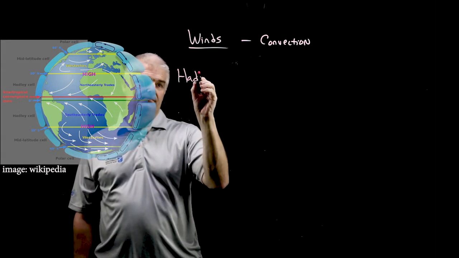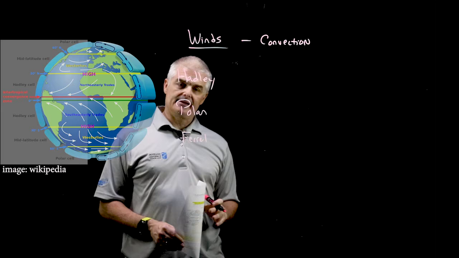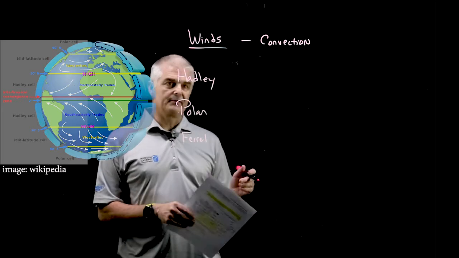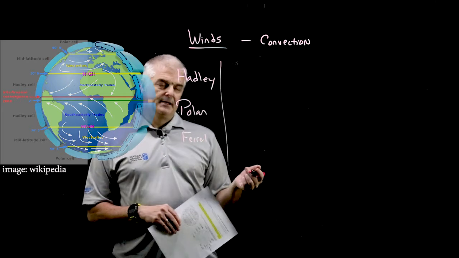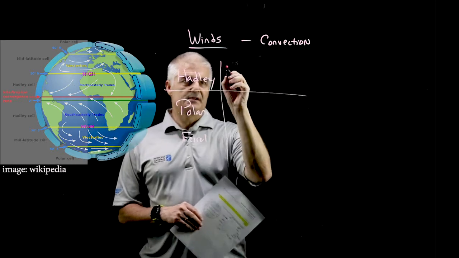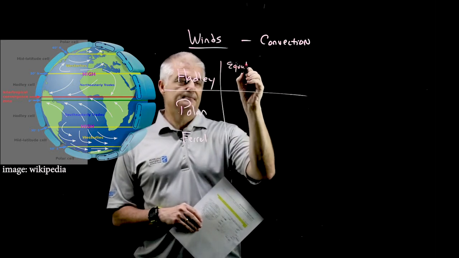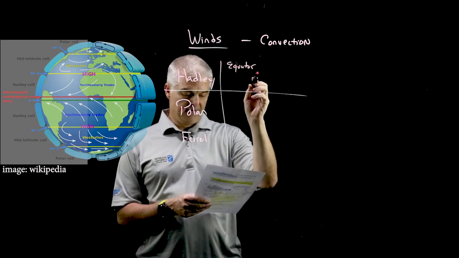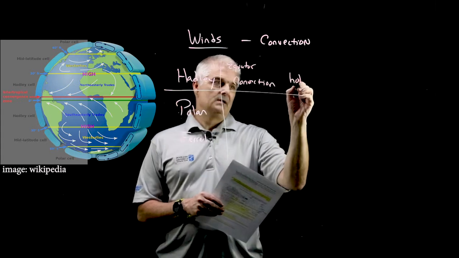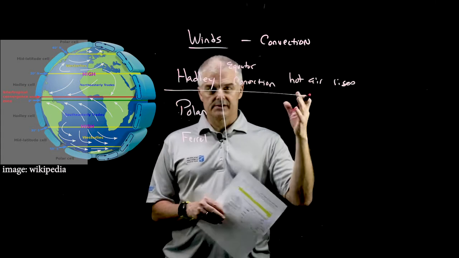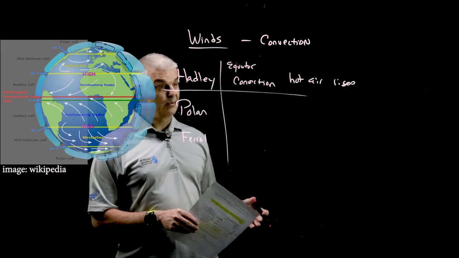The Hadley cell, the polar, and the Ferrel. I'm going in kind of a weird order. This is the one at the equator we just talked about, right? And it's a convection cell. Hot air rises and creates this. This is the most dominant pattern because it's super hot.